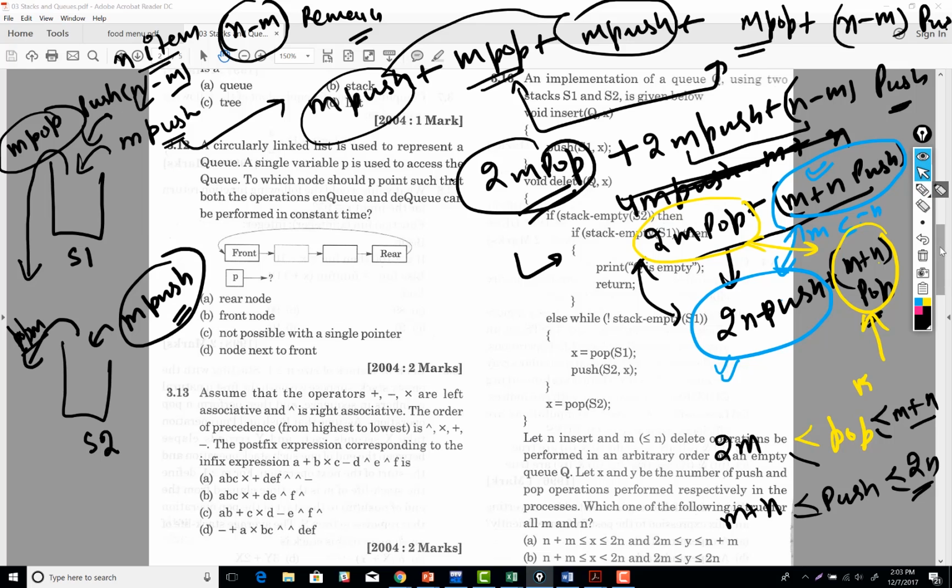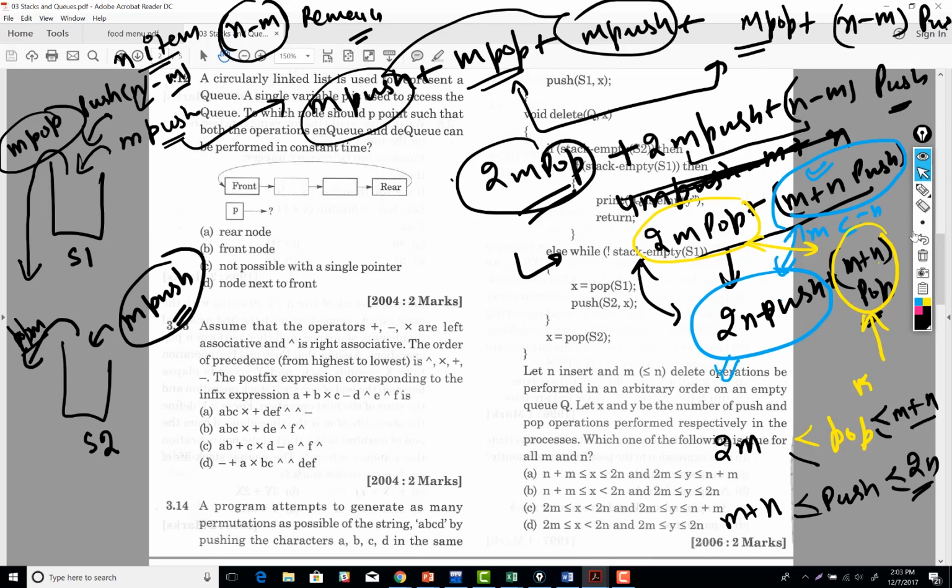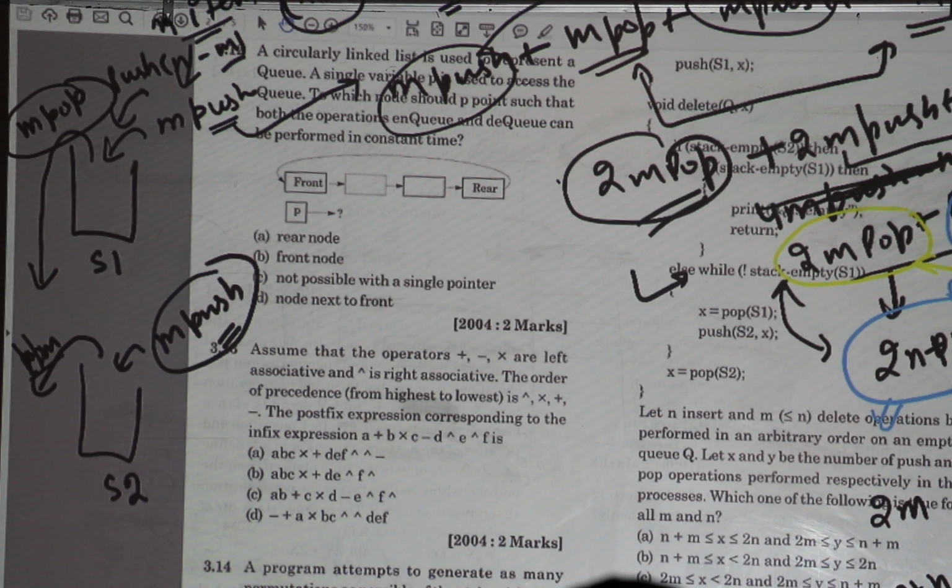So look at these worst case and best case scenarios and compare with the options. It is x is the push and y is the pop. So minimum push operation is n plus m. We are getting option A as the correct answer for this.